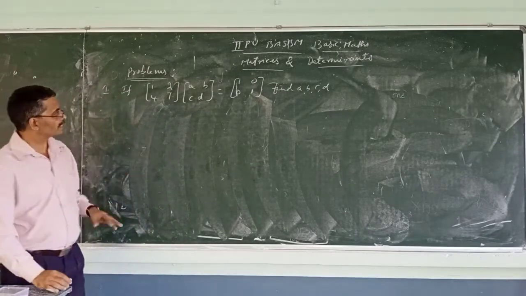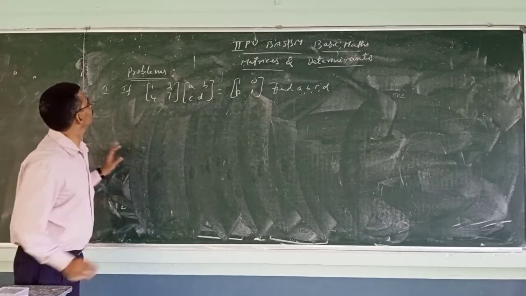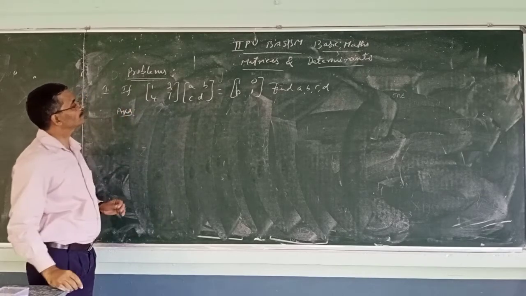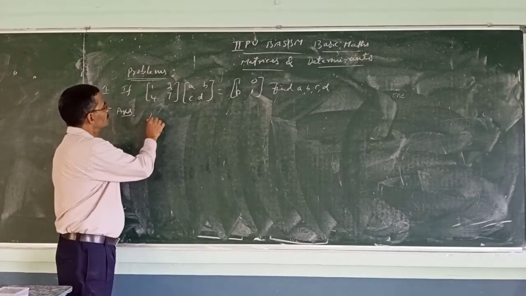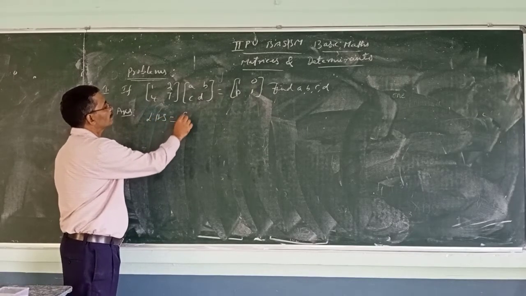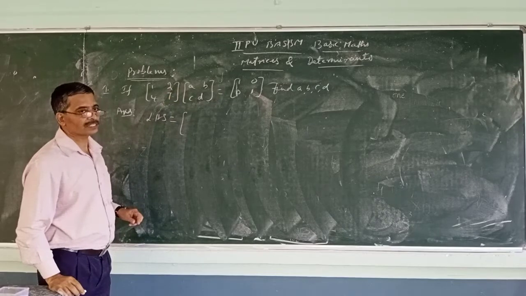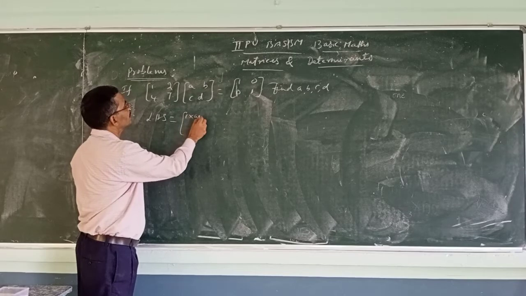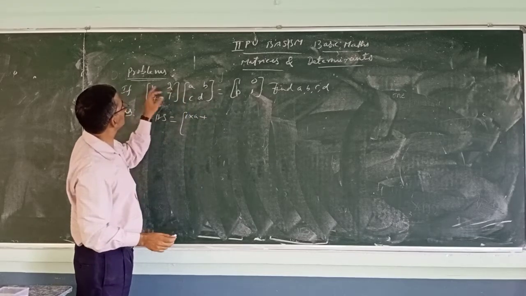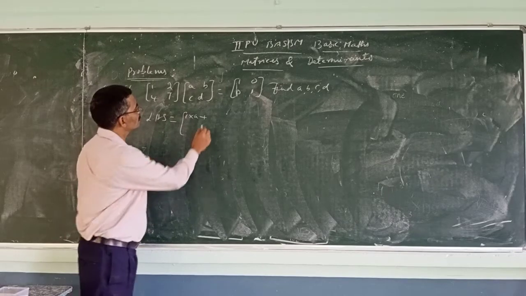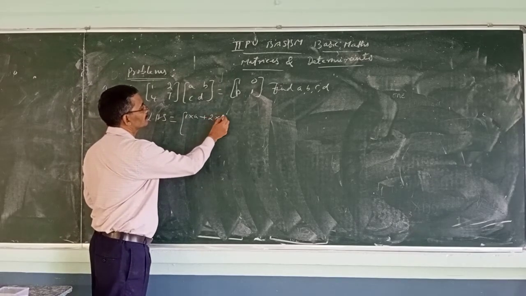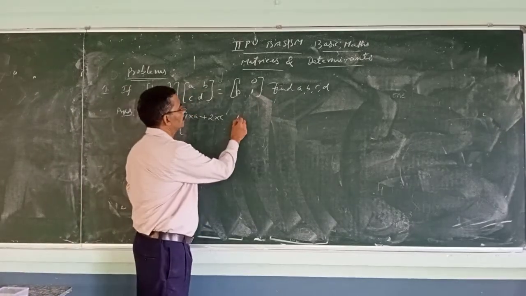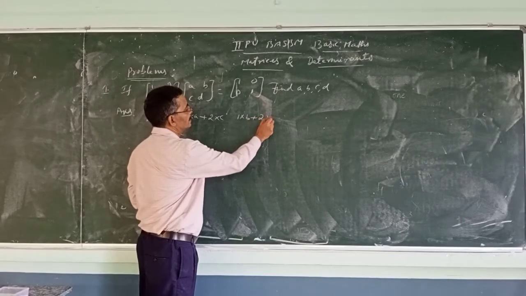Directly multiply the left hand side and compare with the right hand side. Matrix multiplication we already know. So multiply the LHS. First row, first column: 1 into A plus 2 into C. Next element: 1 into B plus 2 into D.